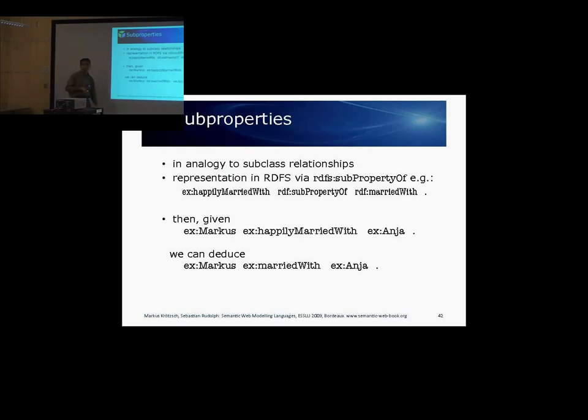Similar to the subclass of relationship, you can also have a subproperty relationship. So happily married with is a subproperty of married with. So anything which is associated with happily married with can automatically become part of married with. If you say that Adam and Eva are happily married with each other, it automatically means that they're also married with each other.